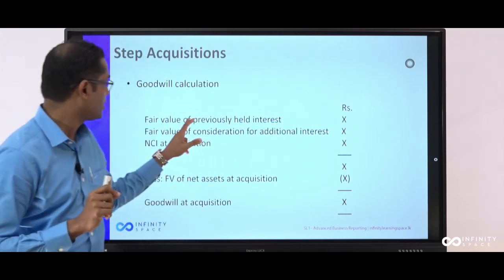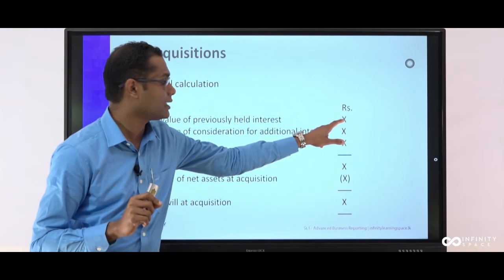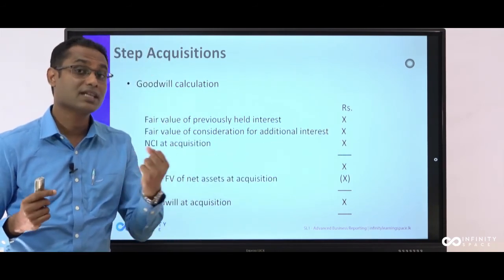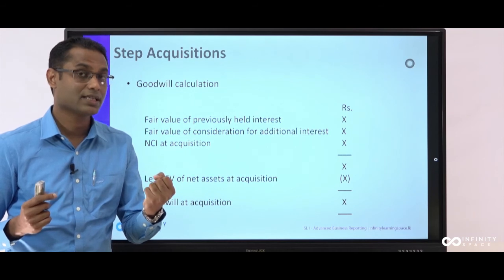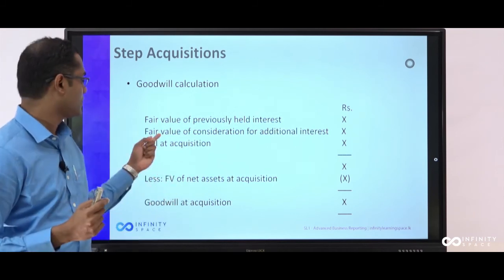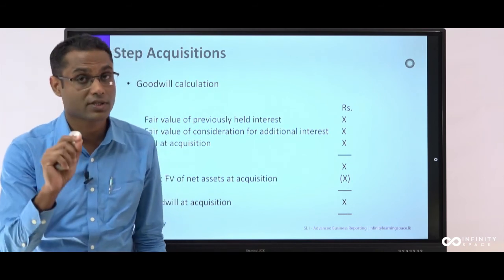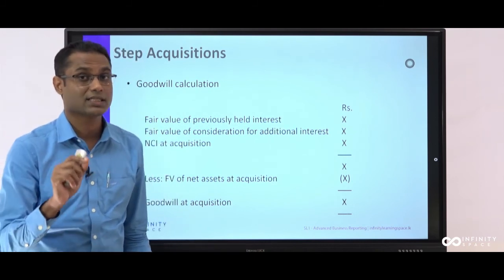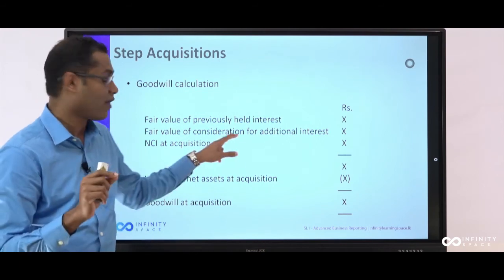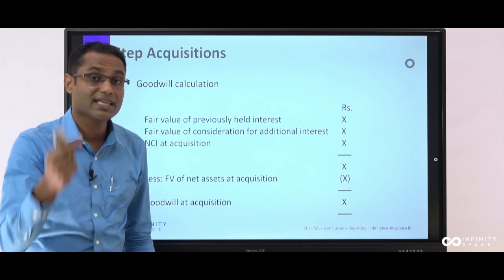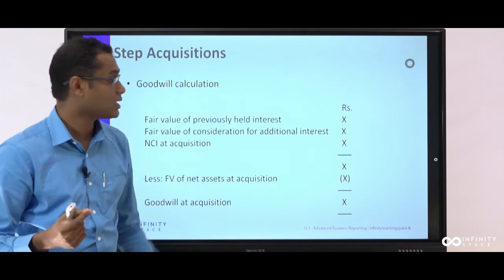You first of all take the fair value of the previously held interest. That means in our example, the fair value of the 25% interest, the previously held equity interest fair value. Then the fair value of the consideration for the additional interest on the date where you achieve the control. In our example, 30th September 2019, what is the fair value that you pay to acquire the additional interest? That means to acquire 35%, how much you have paid.